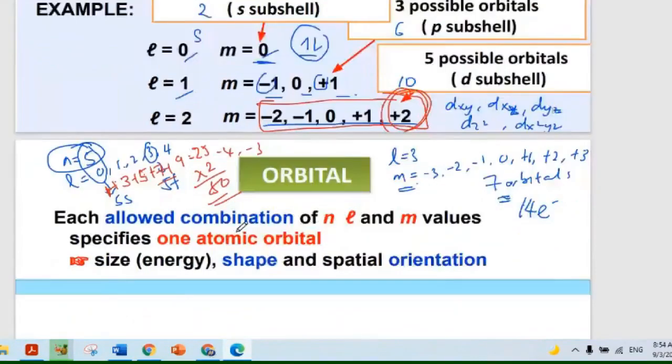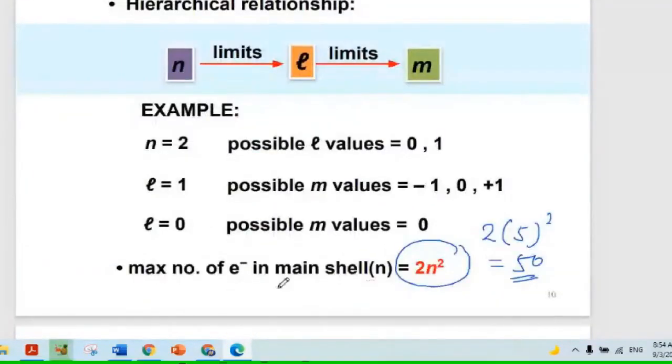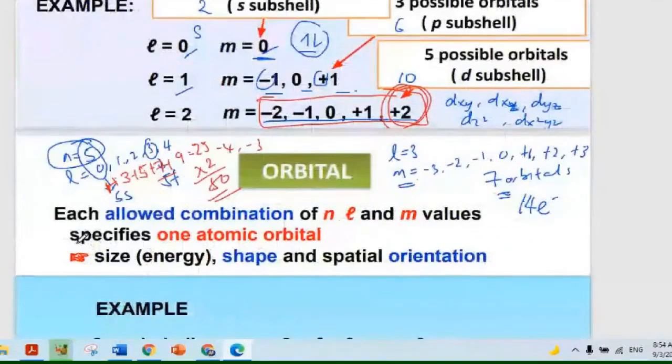Ini sebab dia. So we can try to apply this formula to calculate the maximum electron in main shell. Main shell sahaja. Main shell means n equal to 5. So we must know the basic concept of NLMS to help us answer various types of tricky questions. The question may be specific. They ask you about P, S, D, or n equal to 5. Okay, positive half or negative half, something like this.